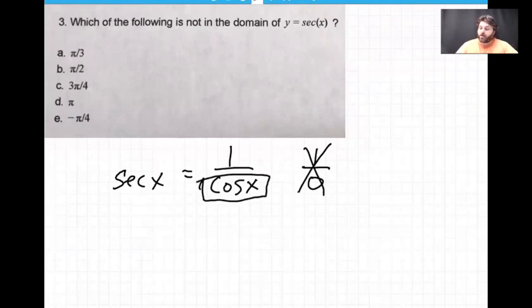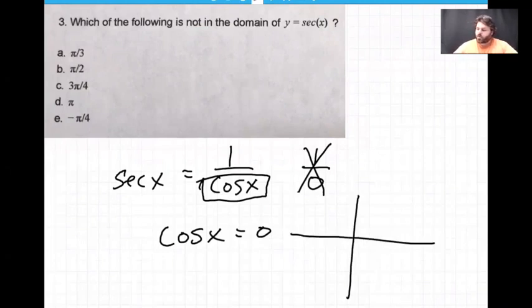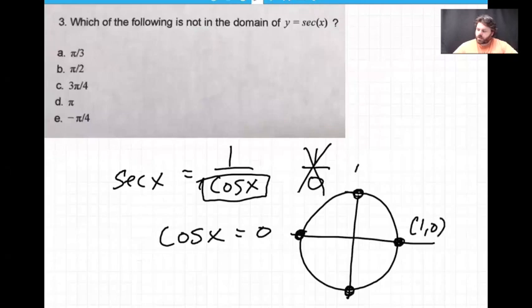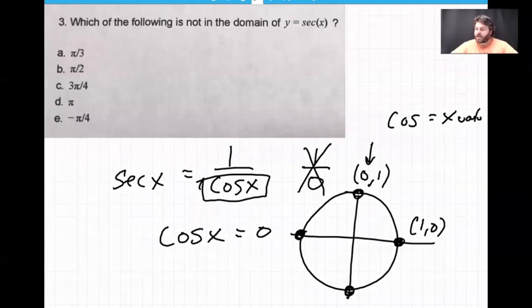So basically what I want to know is, when does the cosine of x equal 0? Okay, for what values? So remember, the cosine is the x coordinate. So if I'm on my unit circle here, I've got these 4 points where there could be a 1 or a 0. And this location is (1, 0). This one is (0, 1). Remember, my cosine is my x value. So I'm looking for when the x value would be 0.